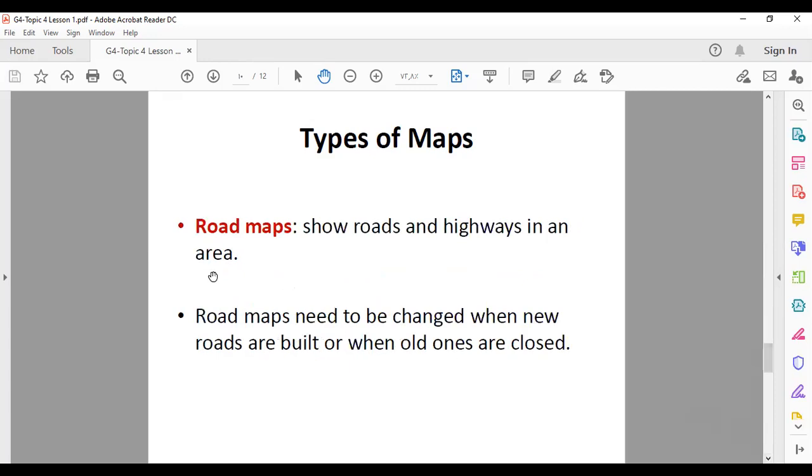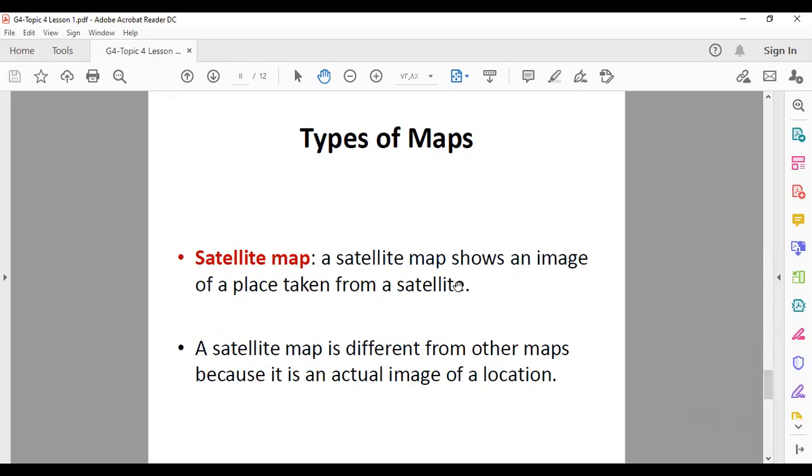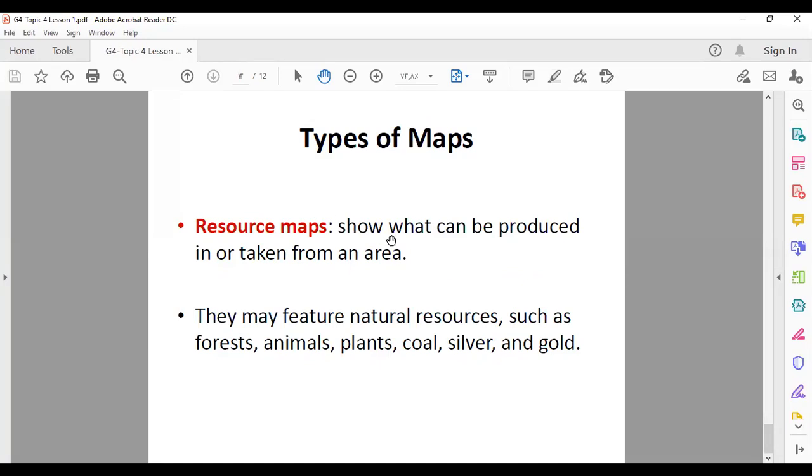The road maps show the roads and highways in an area, and the satellite map is an actual image of the location. It is taken from a satellite, like a picture or an image. And the resource maps show what can be produced in or taken from an area, such as animals, plants, coal, silver, gold, and so on.